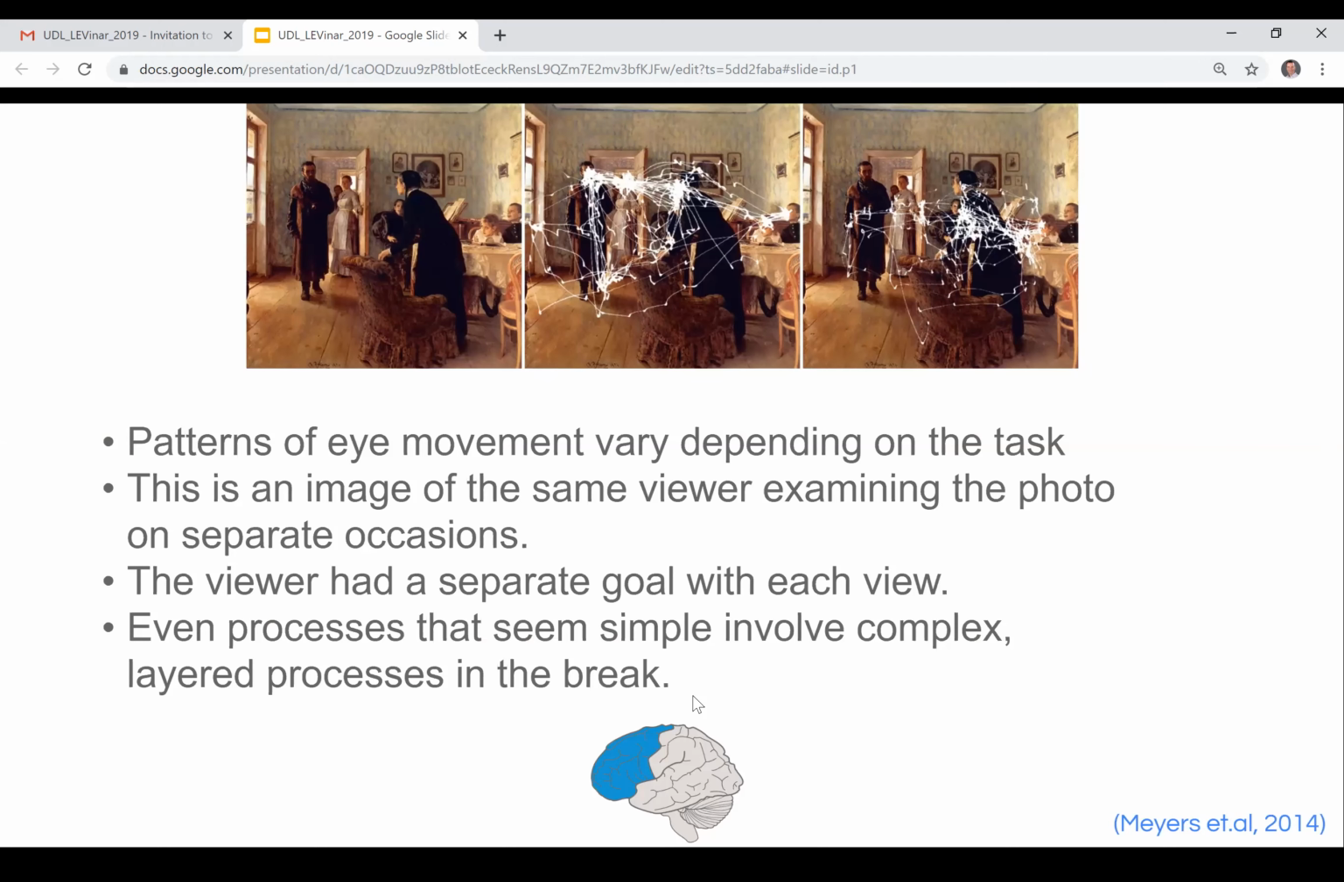So even our eye movements vary depending on a task, and depending on the fact that the viewer had a different goal with each review of the painting. So that is an example of how we can see the strategic network at work.